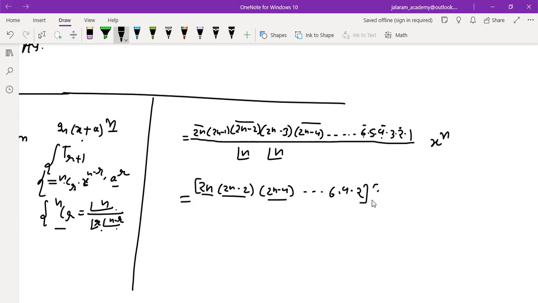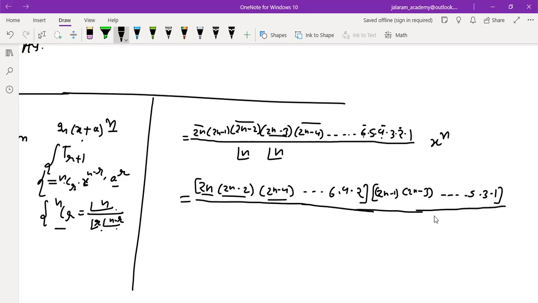And draw another bracket and write the remaining terms, these odd terms. So first one is 2n minus 1, after this 2n minus 3, and so on up to 5 into 3 into 1, over factorial n into factorial n into x to the power n.